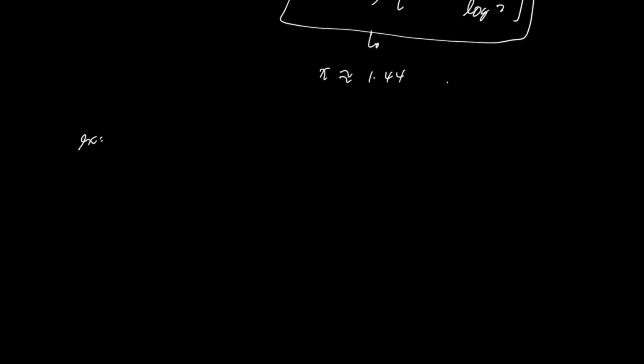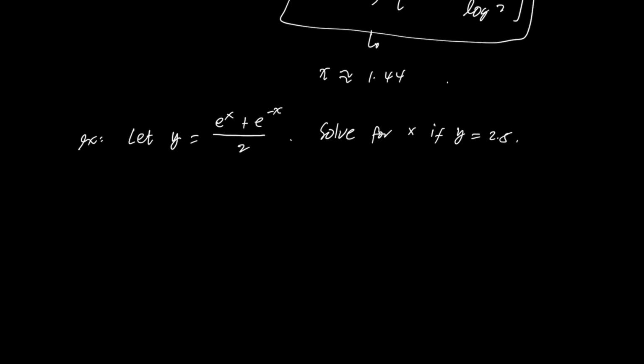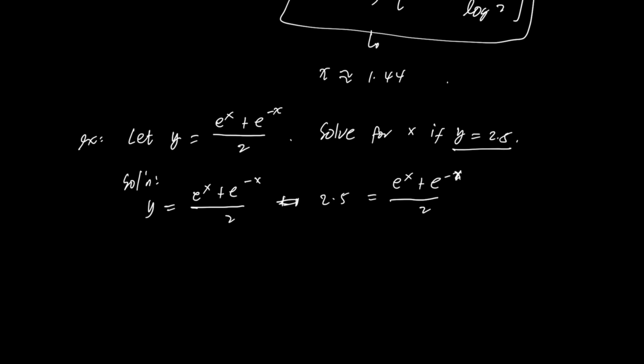Okay, let's have another example. Let y equals e to the x plus e to the negative x over 2. Solve for x if y is equal to 2.5. So solution: y is equal to e to the x plus e to the negative x over 2 is equivalent to 2.5 equals e to the x plus e to the negative x over 2, since y is equal to 2.5.